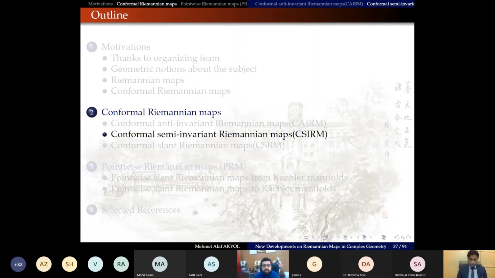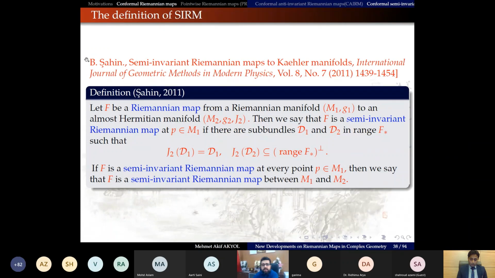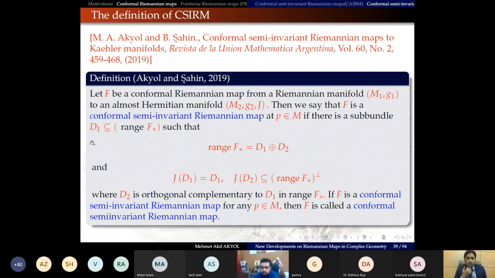The second part of this section is conformal semi-invariant Riemannian maps. In 2011, Bayram Sahin defined semi-invariant Riemannian maps. When you take a Riemannian map from a Riemannian manifold to an almost Hermitian manifold, if you have two distributions in the range of the map, D1 and D2, where D1 is invariant and D2 is anti-invariant, you call F a semi-invariant Riemannian map.